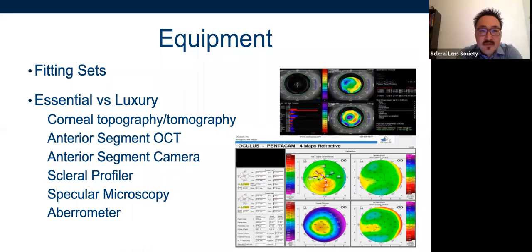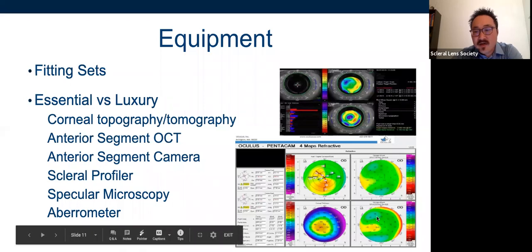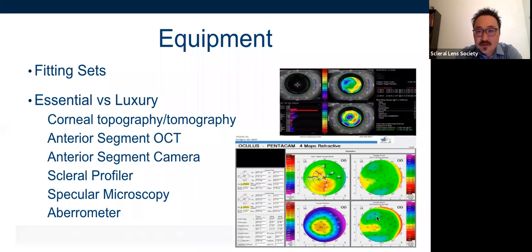And then in terms of equipment, that's another big question, which is, what do I absolutely need to fit a lens? And I think, obviously, topography is crucial, at least for the diagnosis and management of an ocular condition, particularly corneal ectasias. But of this list, is there anything on here that any of you identify as absolutely necessary versus a luxury to have in terms of managing your patients?